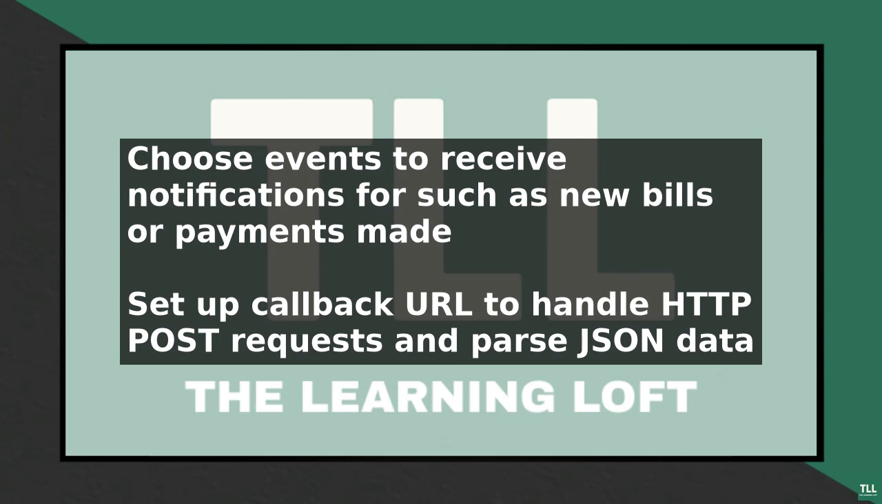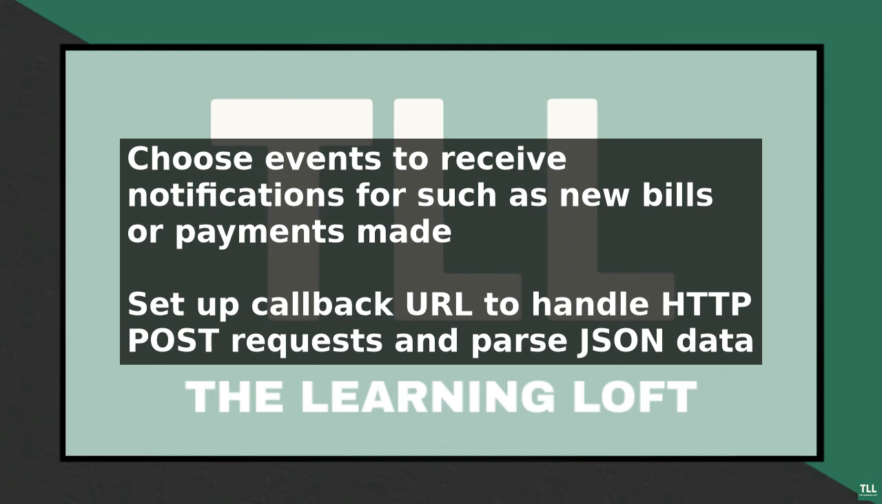To set up a webhook, you need to provide a callback URL that the bill.com API will send notifications to. This URL should be able to handle HTTP POST requests and parse the JSON data sent by the bill.com API. You can use a service like ngrok to test your webhook locally.